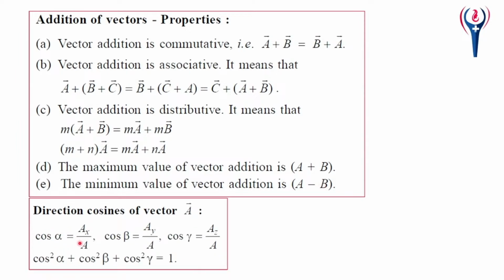Direction cosine. That is cos alpha equal to ax by a, cos beta equal to ay by a, cos gamma equal to az by a. Here ax, ay, az are the components of vector, and sum of the cosine square of each angle is equal to unity. That is cos square alpha plus cos square beta plus cos square gamma equal to 1. It is called law of direction cosines.